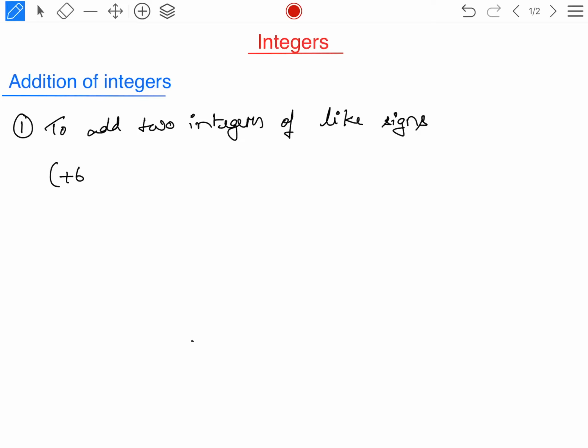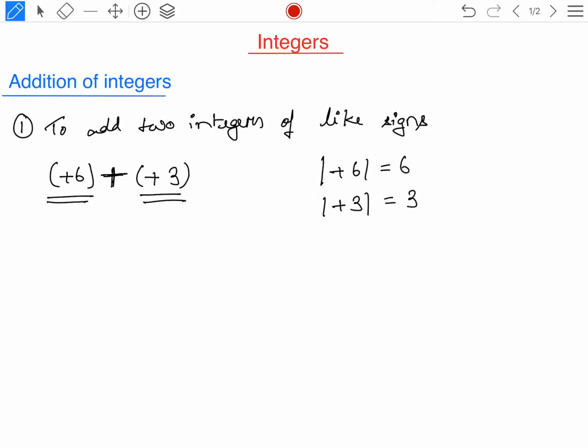Suppose +6 is one integer, plus +3. So you need to add +6 as well as +3. It is a sum of addition. Now how to add? The first thing is, you need to find their absolute values. The absolute value of +6 is how much? 6. And the absolute value of +3 is how much? 3. Yes or no?